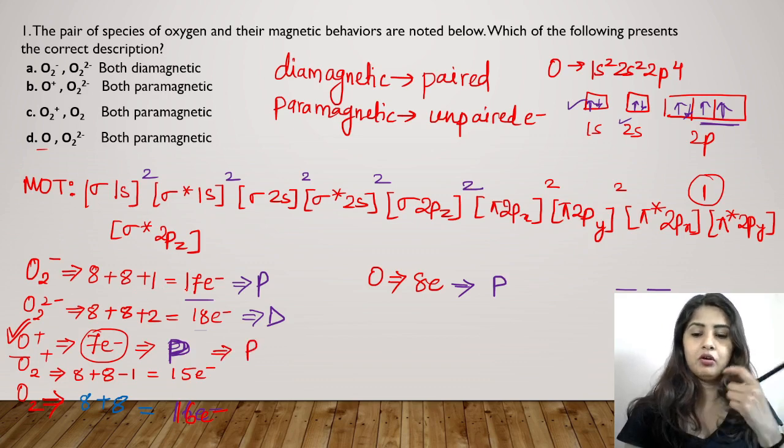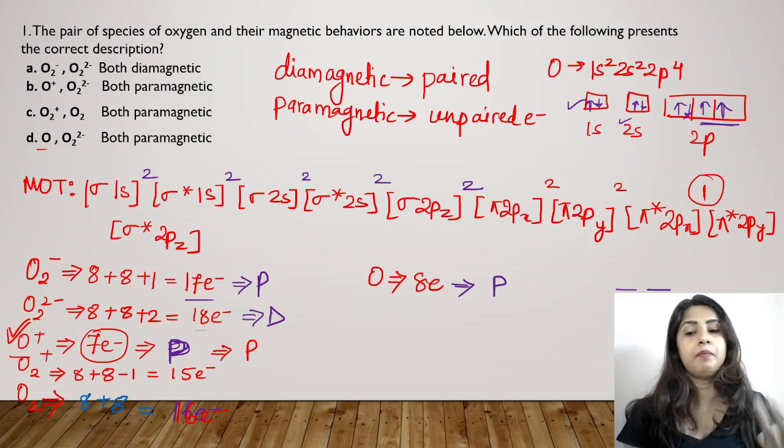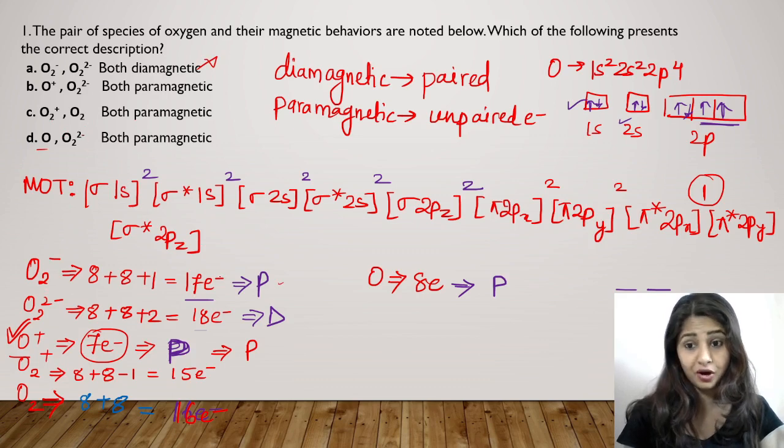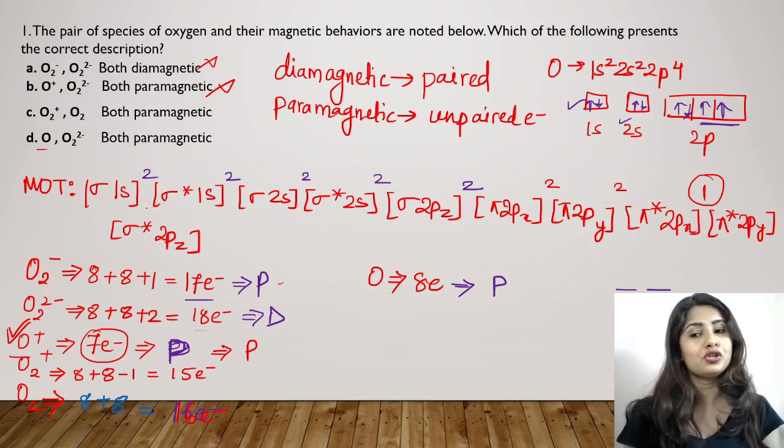So we need to find which of the following are diamagnetic and which are paramagnetic. We will check now. O2 minus and O2 2 minus, both diamagnetic. Is it true? No, it is not true. O2 minus is paramagnetic, so this is not the answer. Then O2 plus, yes, it is paramagnetic. Then O2 2 minus is not paramagnetic. So this is also not the answer.